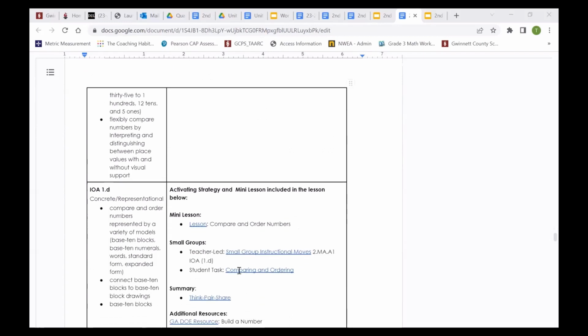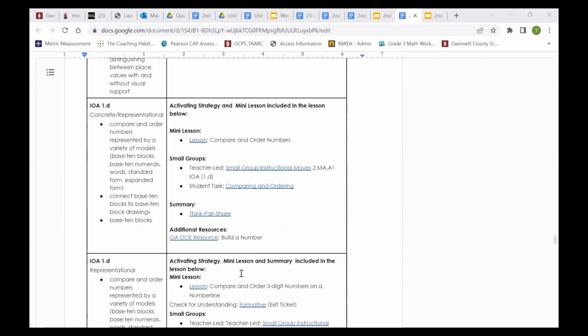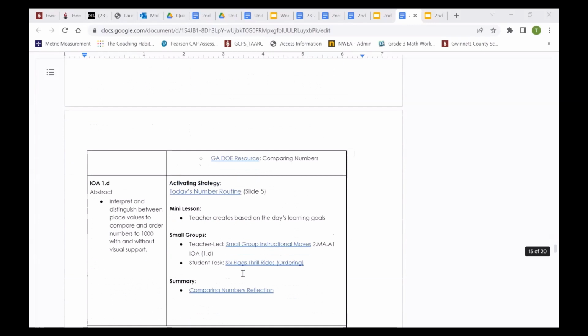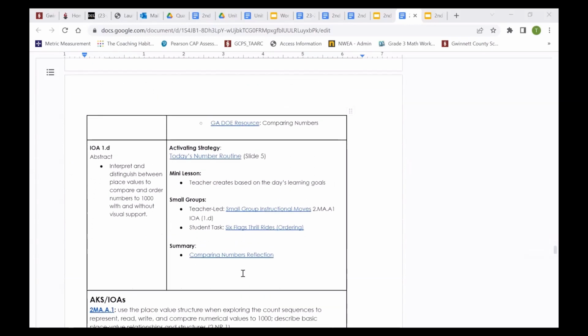Next, notice that we have provided a concrete lesson to begin the combination of comparing and ordering numbers. Like before, we will connect base 10 manipulatives to base 10 drawings and eventually progress to the abstract level on which students will interpret and distinguish between place values to compare and order numbers to 1,000 without visual support. Note that students will use less than, greater than, and equal to symbols to compare but not to order.